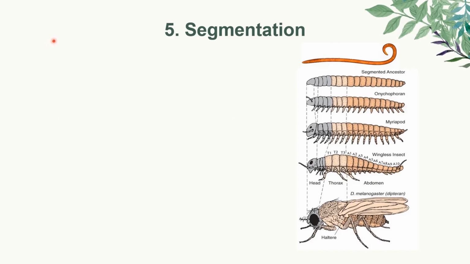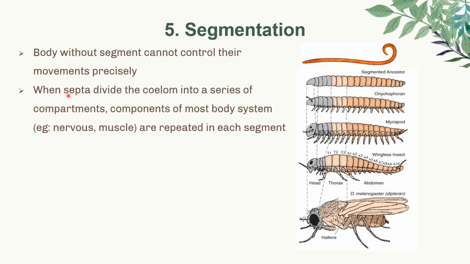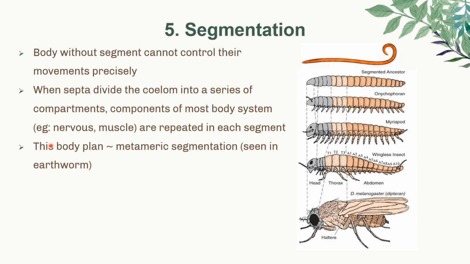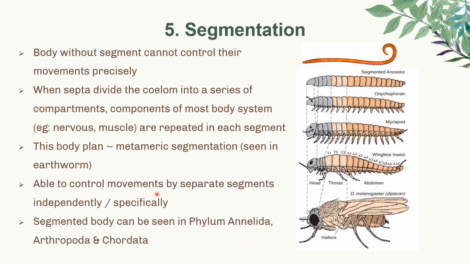The fifth one is the presence of segmentation. A body without segments cannot control its movement precisely. So, when septa divide the coelom into a series of compartments, the components of most body systems, such as the nervous and the muscle, are repeated in each segment. This body plan, called metameric segmentation, usually starts to be seen in earthworms. This enables the control of movement by separate segments independently and specifically. The segmented body can also be seen in phylum Annelida, Arthropoda, and Chordata.